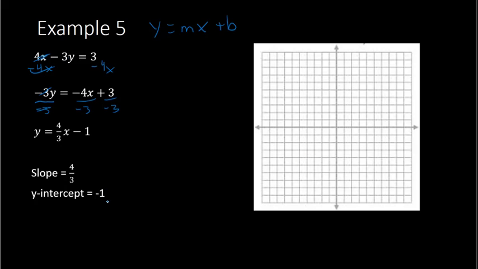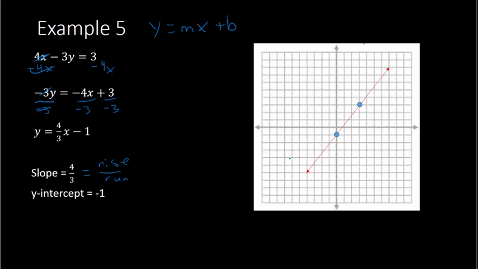So to graph, the y-intercept is negative 1, so that's where it crosses the y-axis, and that's going to be right here at negative 1. And then slope is 4 over 3, and slope, remember, is rise over run. So the 4 is my rise, so from this point right here, I go up 4, and the run is 3, so I go to the right 3 to get this point right here. And then we can connect the dots, and we get this line right there.